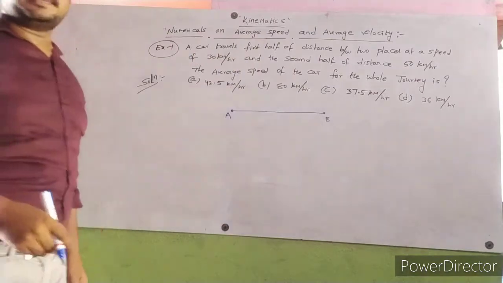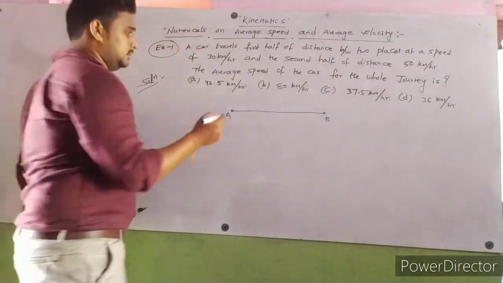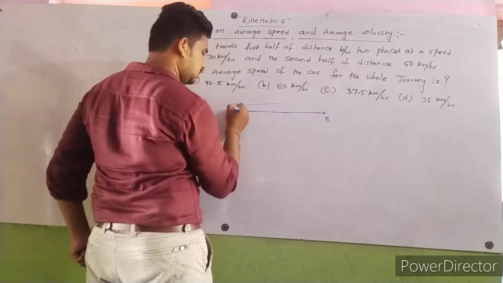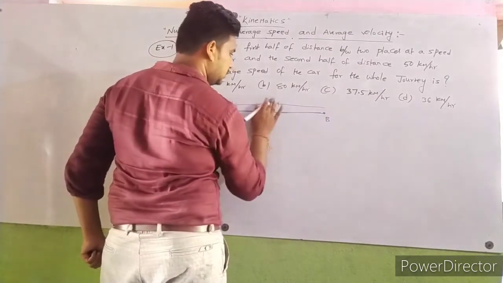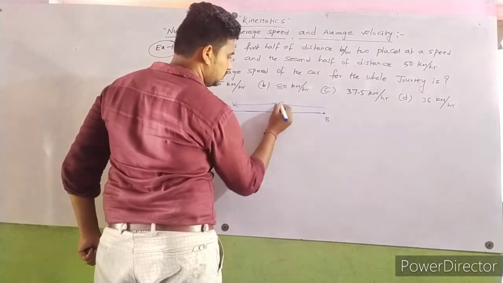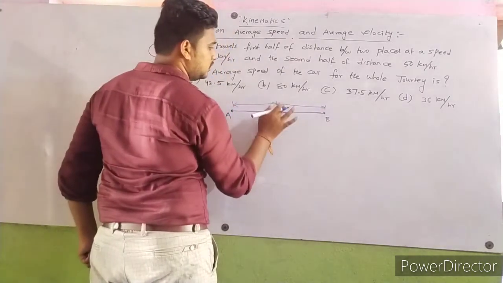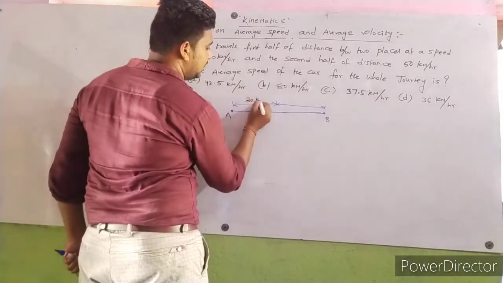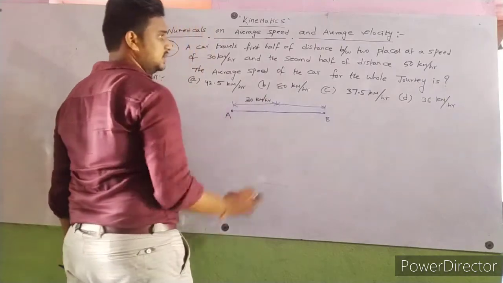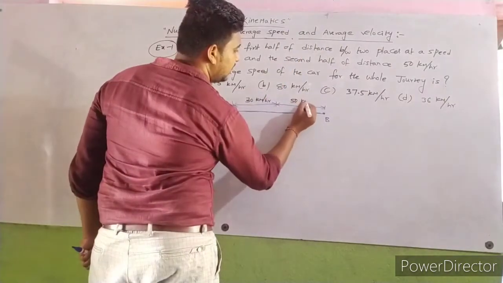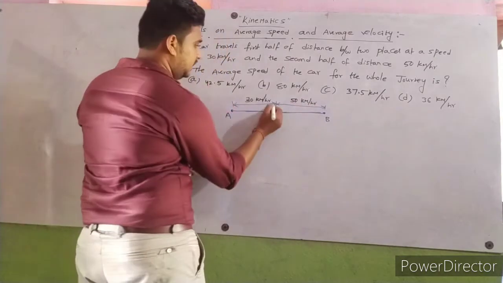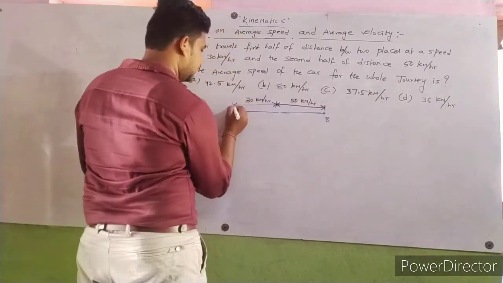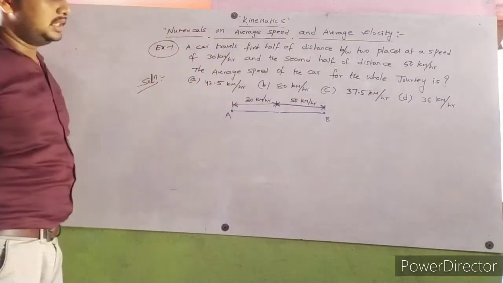Here half of the distance is covered at 30 kilometers per hour. That is the first half of the distance. Next, the second half of the distance is covered at 50 kilometers per hour speed. First half and second half.